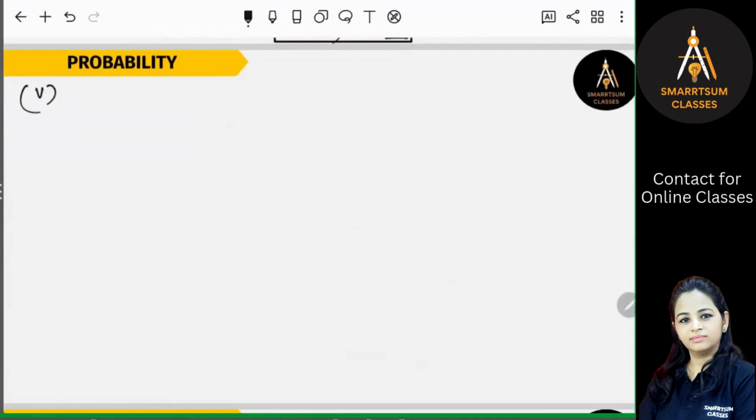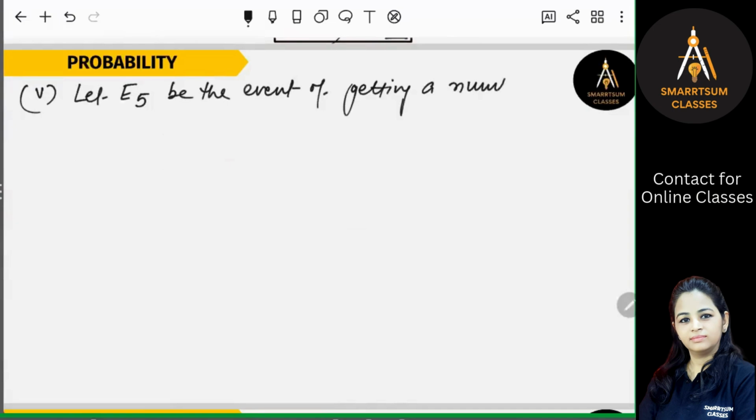Now, in the fifth part, what do you have to find? In the fifth part, you have to find the probability of an event, where the event is that you are getting a number greater than 4, right? Greater than 4. So let E5 be the event of getting a number greater than 4.